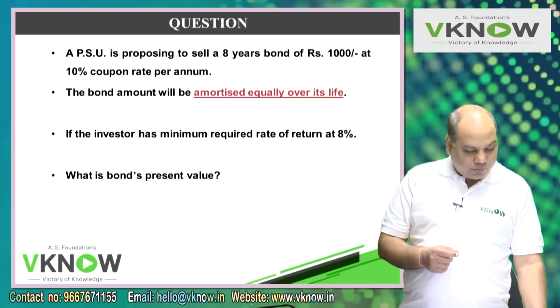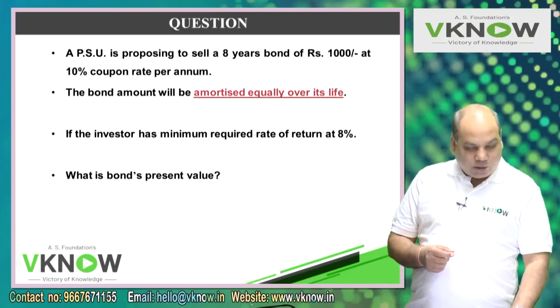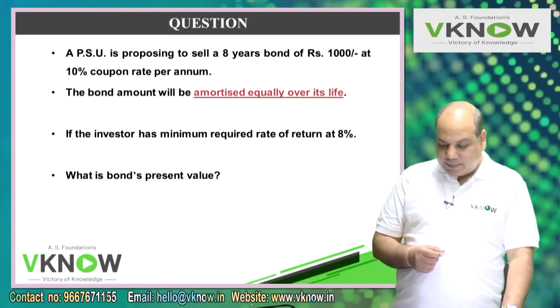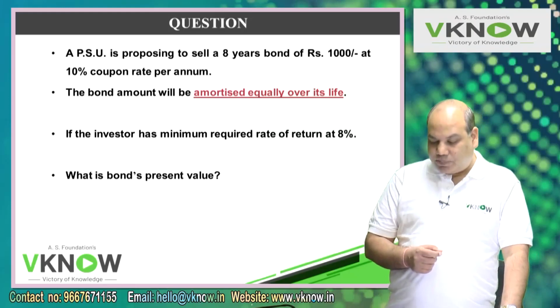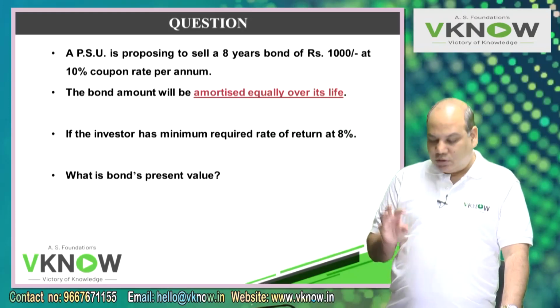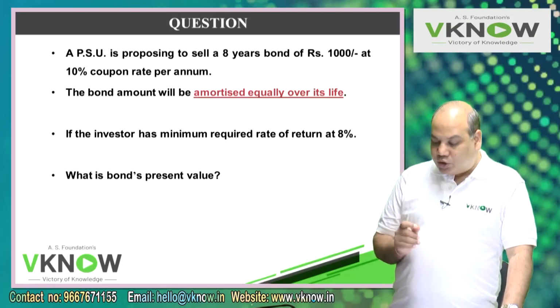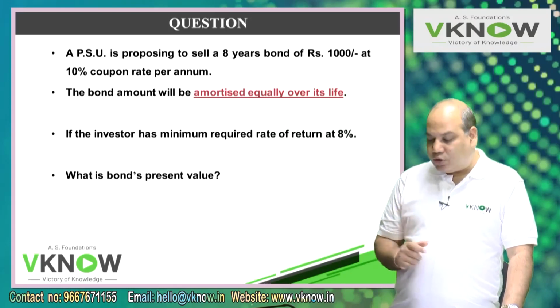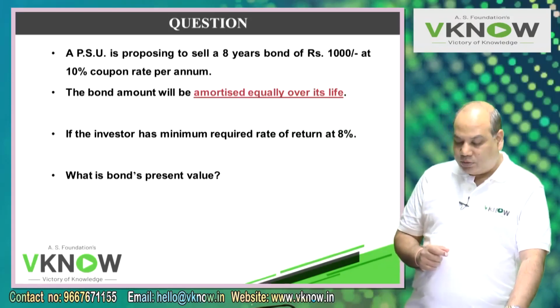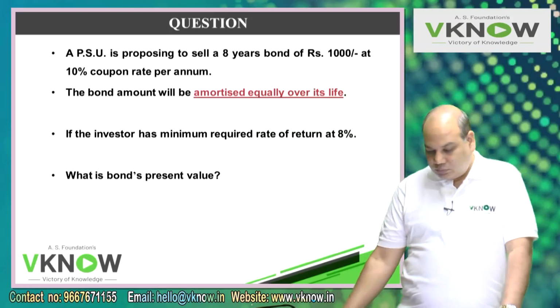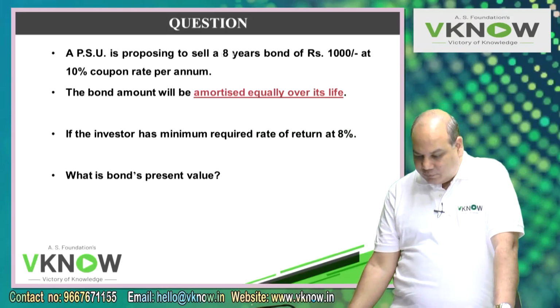This question was also given in your RTP and I am going to solve it in the book only. The question is like this. A PSU is proposing to sell, PSU means public sector undertaking, a government organization which is doing business, an 8 years bond of rupees 1000 at 10% coupon rate per annum. So what information have they supplied in the first line? 8 year, face value 1000, coupon rate 10%.